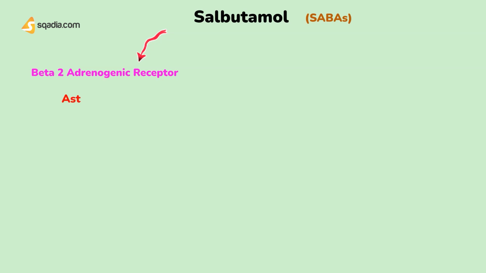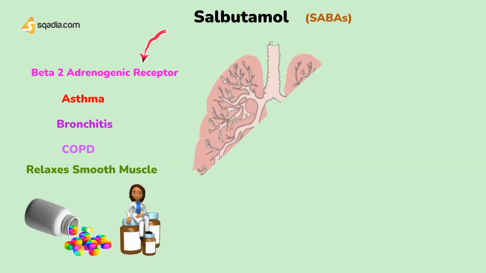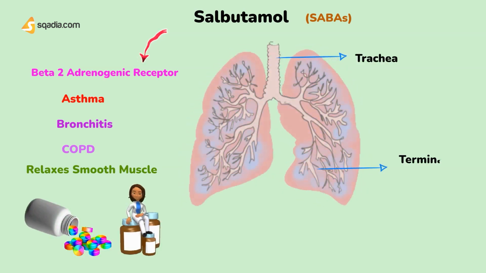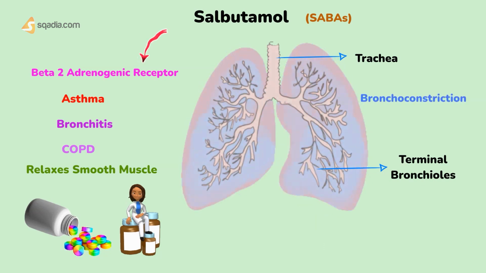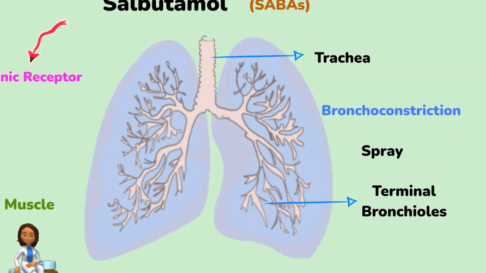Let's discuss the short-acting beta-2 agonist salbutamol. Salbutamol is a beta-2 adrenergic receptor agonist that is used to treat asthma, bronchitis, and COPD. But why is it used? Because it relaxes the smooth muscles of all airways, starting from the trachea to the terminal bronchioles, thus protecting the lungs from bronchoconstriction. It is given in inhaled form, like 2 puffs daily.